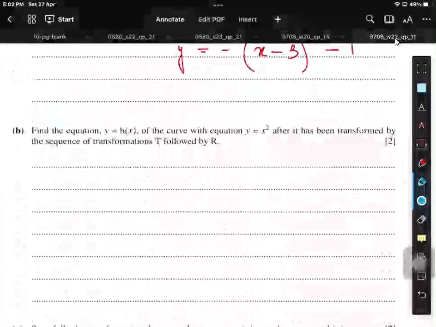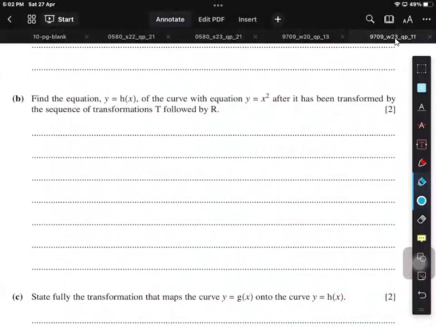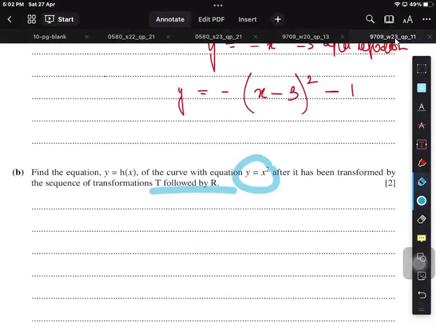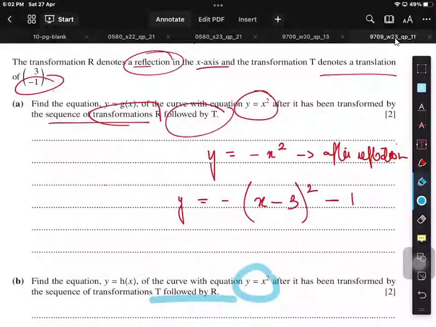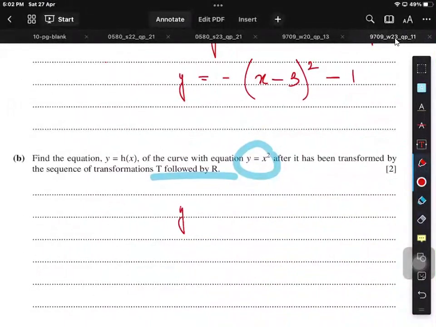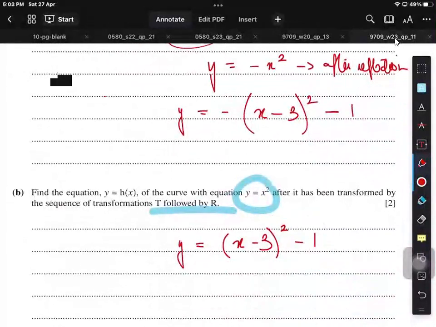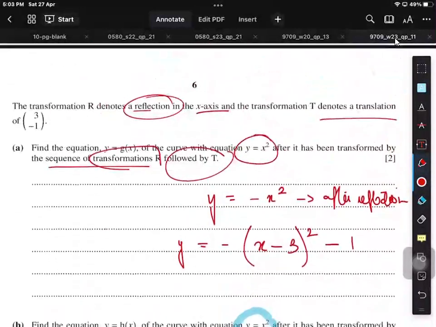Let's move towards part B. Part B says find the equation y is equal to h of x of the curve with the equation this, after it has been transformed by transformation T followed by transformation R. So the only difference here is first it has been translated and then it has been reflected. So let's do the same thing. So y is equal to x minus 3 squared and minus 1, right? That's exactly what we did above. We put minus 3 inside the bracket and we put minus 1 outside the bracket.